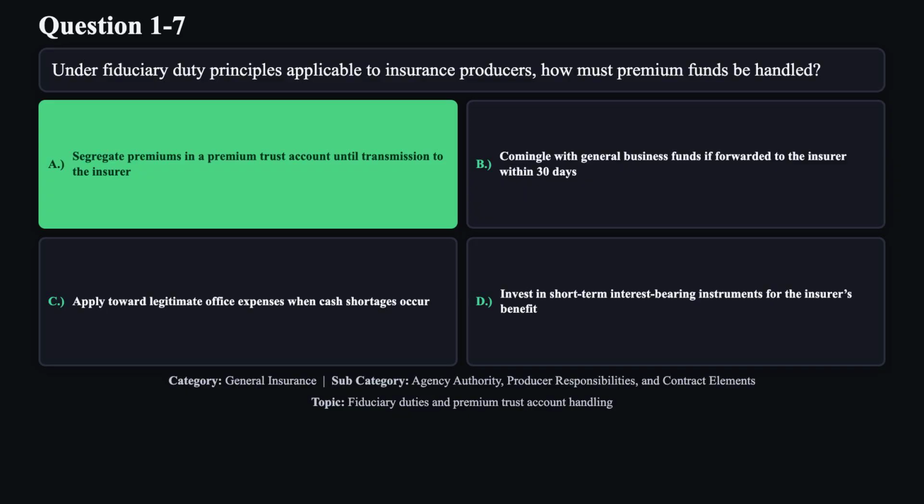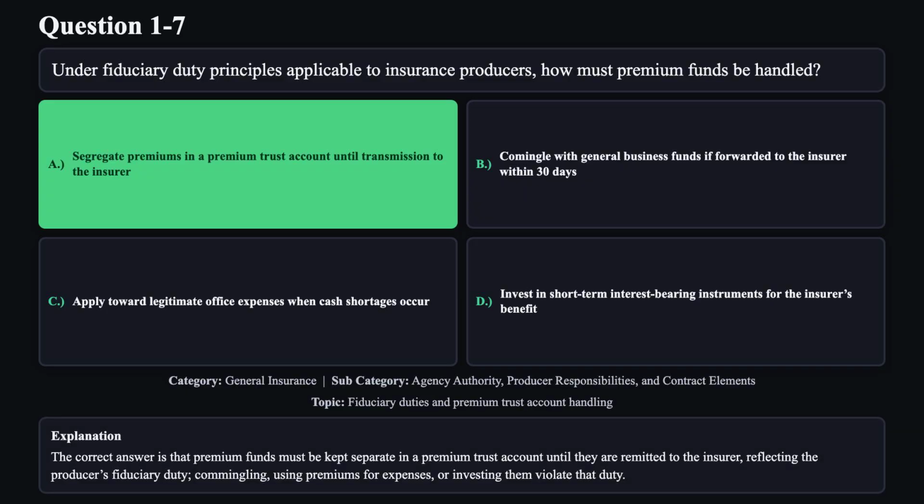The correct answer is A. The correct answer is that premium funds must be kept separate in a premium trust account until they are remitted to the insurer, reflecting the producer's fiduciary duty. Commingling, using premiums for expenses, or investing them violate that duty.